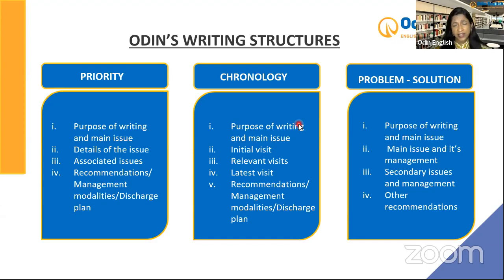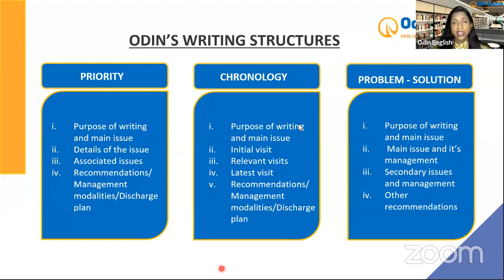The first paragraph is the same for all the letters. It will be the purpose of the letter and the main issue. In the second paragraph, I'll be writing the initial visit or the first visit. What happened in the initial visit? What was his status in the first visit? And what did he do? Then in the next paragraph, I will include the relevant visits. I may not include all the visits, but I will include all the relevant visits. The next paragraph will be about the most recent or the latest visit. And the last will be the recommendations.